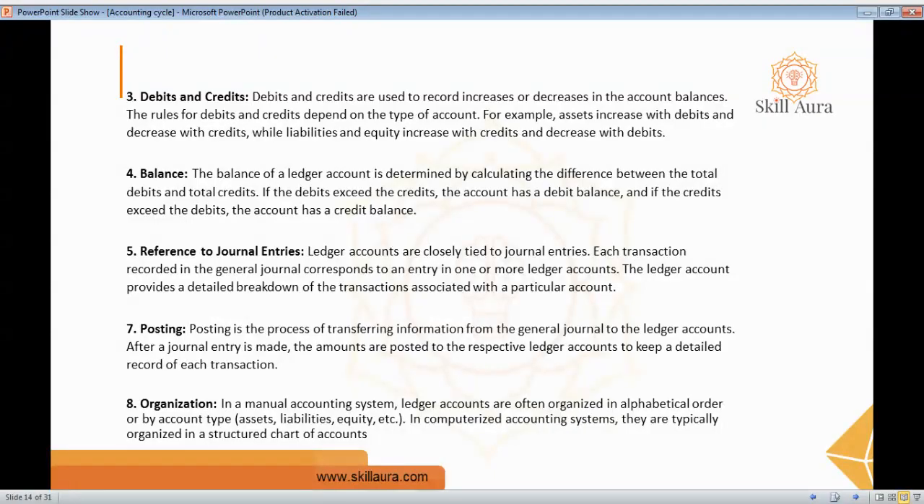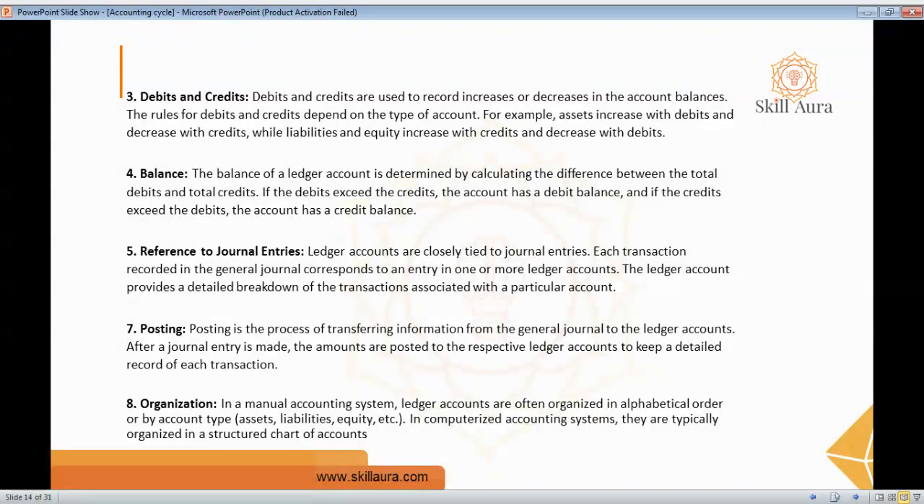The next one is balance. Balance of a ledger account is determined by calculating the difference between the total debit and credit. To follow this, we have to follow the accounting equation, that is asset is equal to liability plus equity. If the debit exceeds the credit, the account has a debit balance, and if the credit exceeds the debit, the account has a credit balance. This is how it works.